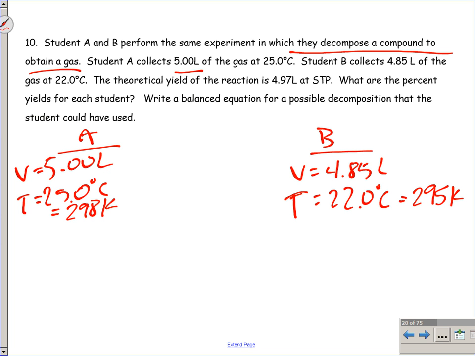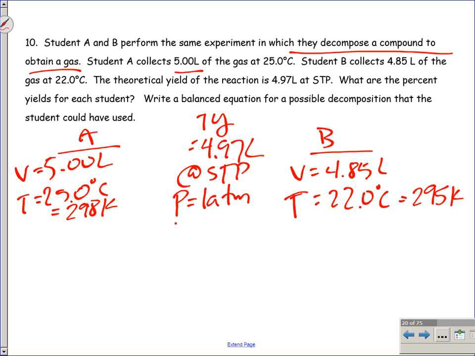Okay, so the theoretical yield of the reaction is 4.97 liters at STP. What does STP give me? Standard pressure to be what? 1 atmosphere, and standard temperature to be 273. Okay, so given the fact that 4.97 liters occurred at STP, I need to note the fact that I can't really compare these volumes across the board because they're not all at the same pressure and they're not all at the same temperature.